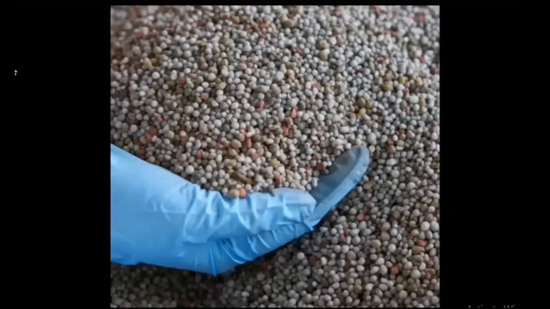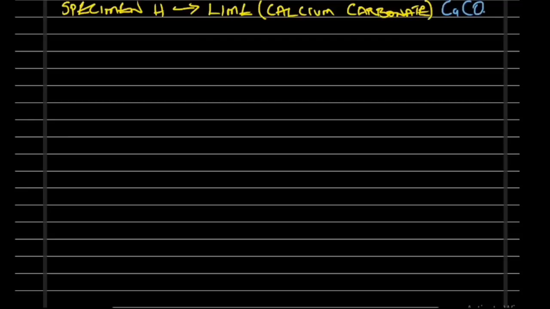So speedily we move over to specimen H, and our specimen H is the lime. It means calcium carbonate. When it is written in its symbol, you see it written as CaCO3. That is the formula for calcium carbonate. That is lime.